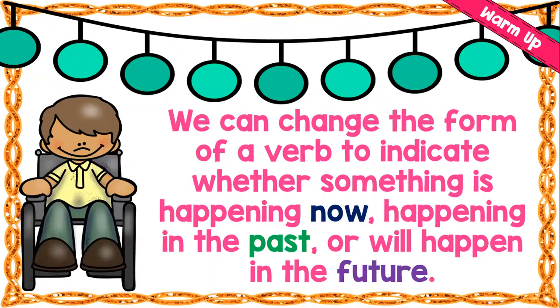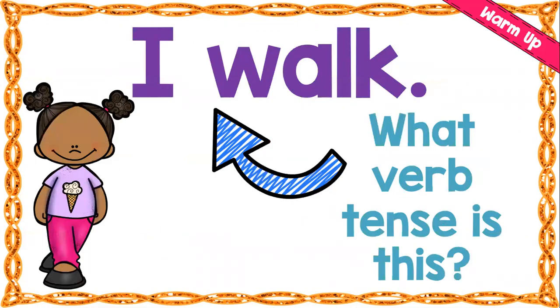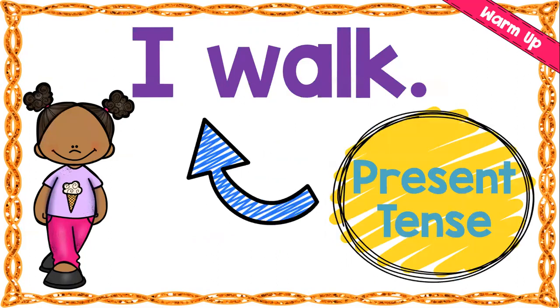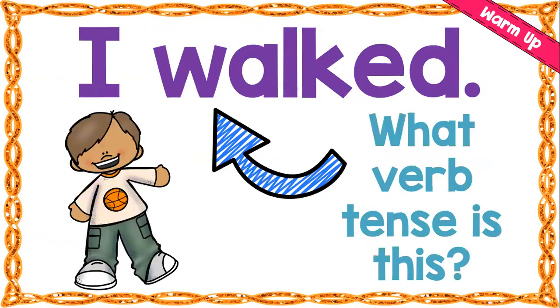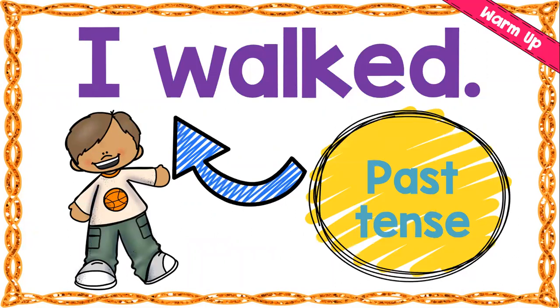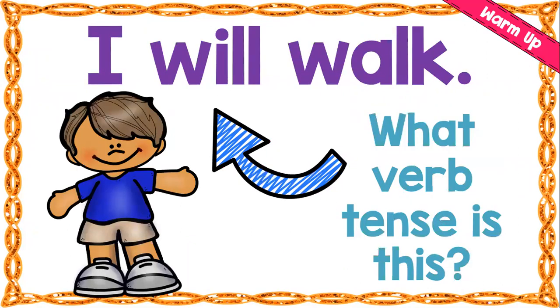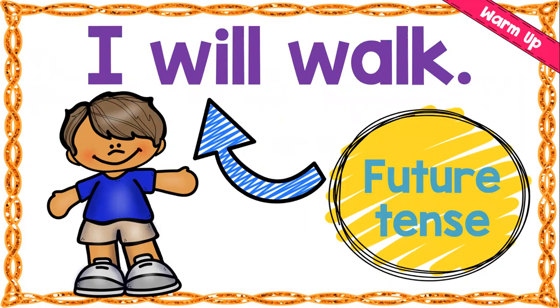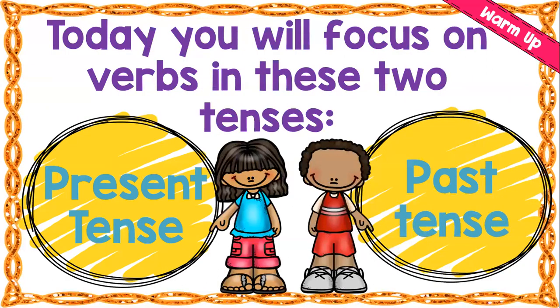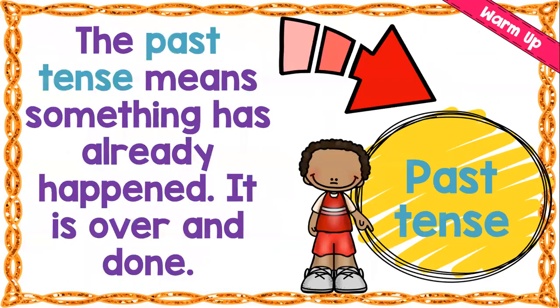Now we can change the form of a verb to indicate whether something is happening now, happening in the past, or will happen in the future. For example, look at walk. I walk. This is a present tense verb, and we can change it to walked to make it past tense. I will walk makes it future tense. Today you will focus on verbs in these two tenses, present and past.